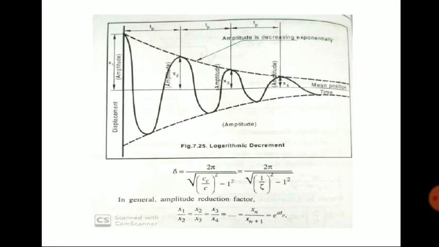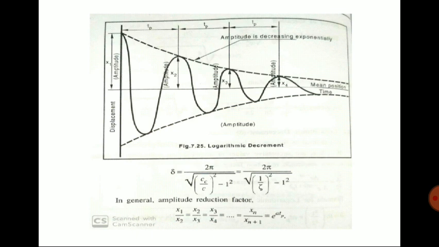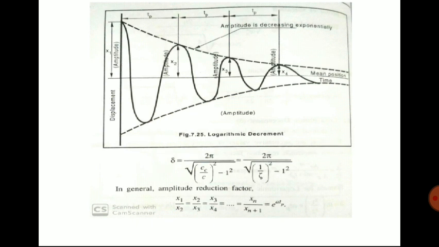And next, one more term we are studying, the amplitude reduction factor, that is x1 by x2. I already told you, if you take the ln of the amplitude reduction factor, that becomes the logarithmic decrement. Simply, x1 by x2, x2 by x3, x3 by x4, or xn by xn plus 1 is called the amplitude reduction factor, which is equal to e raised to a tp.